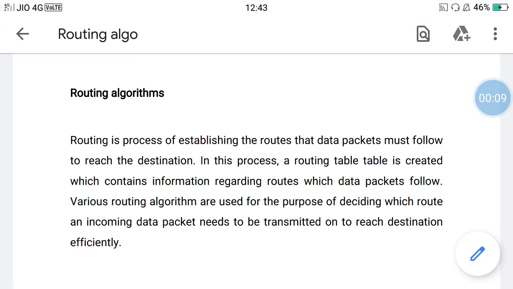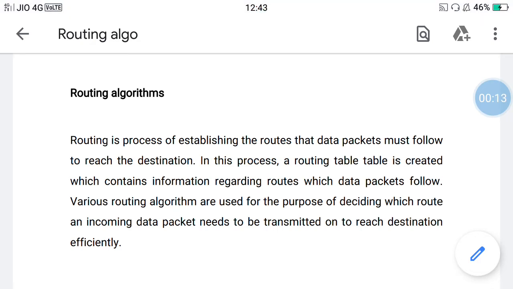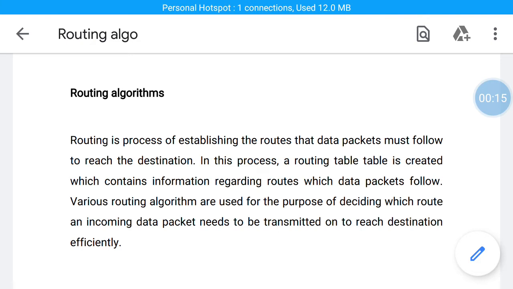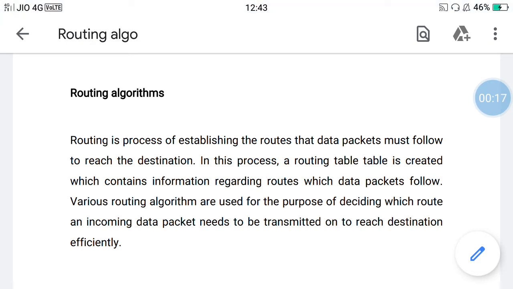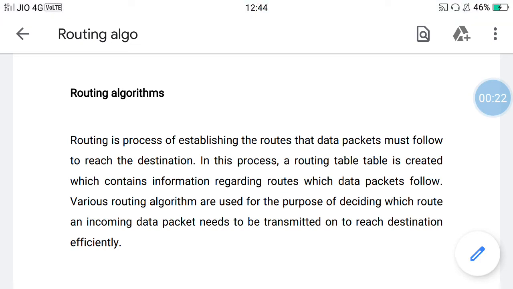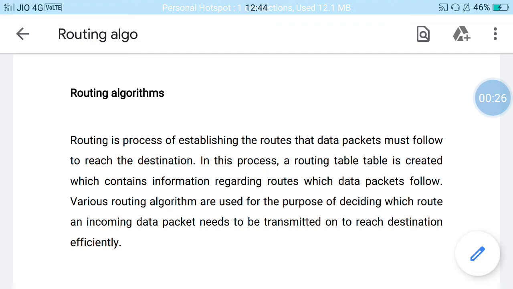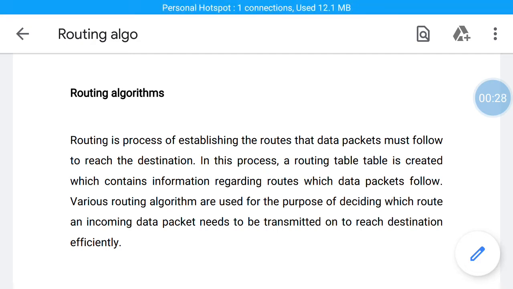So, routing is a process to decide a route that data packets need to follow to reach the destination. Routing is an important thing, and to decide the route we have routing algorithms.